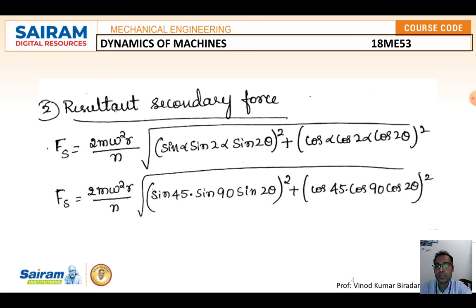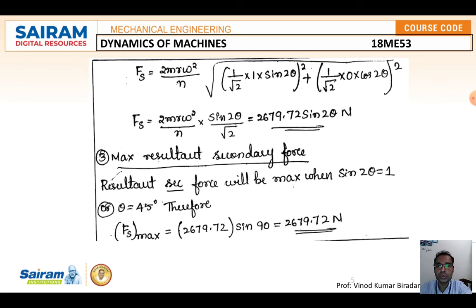Okay, so here secondary force is equal to 2mω²r divided by n, square root of, again, the angle is given, that is 2α is equal to 90 degrees. So take 90 here in place of 2α, whereas α is 45 degrees. So sin 45 degrees into sin of 90 degrees sin 2θ whole square plus cos 45 into cos 90 cos 2θ whole square.